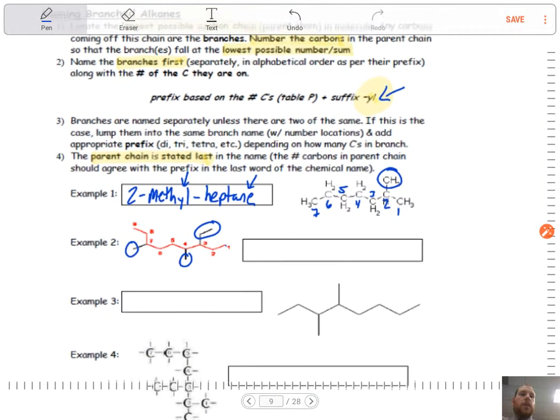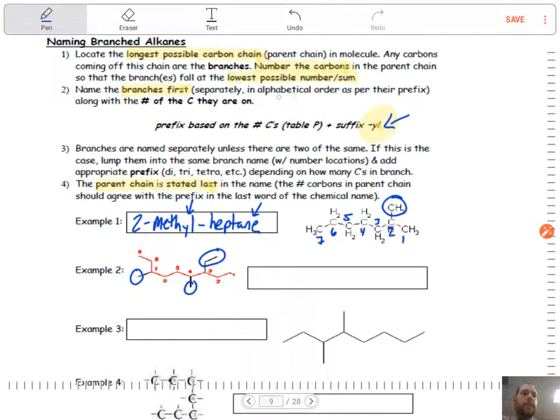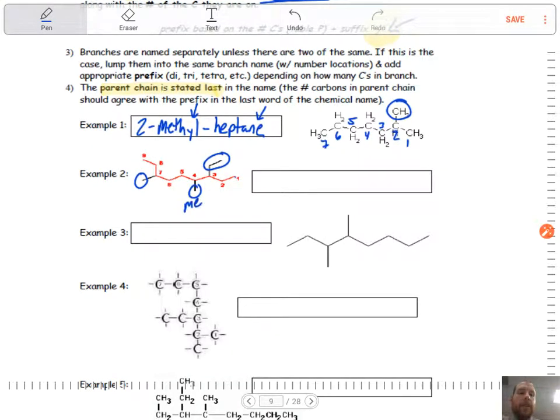So when we have multiple branches, we're going to go alphabetical order. So name them first. So this would be a meth. This would be a meth. This would be eth, because there's 2, right? That's our prefix for 2, eth. So we're going to start with the eth. So again, look at the number we have, the number of the parent chain. So this is 3-ethyl.